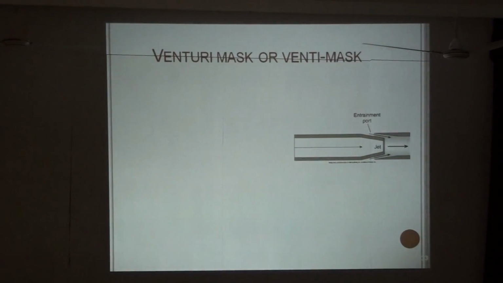Now comes the Venturi mask. That was the invention after the air entrainment system was discovered, and the jet effect or the Venturi effect in physics, we all know that, came into medical use. This is the entrainment port of any system. The flow is being given here, and from here the room air is being sucked in through a narrow hole, and thereby the desired dilution of the oxygen is being achieved, whereas the flow through this particular thing is not very high.